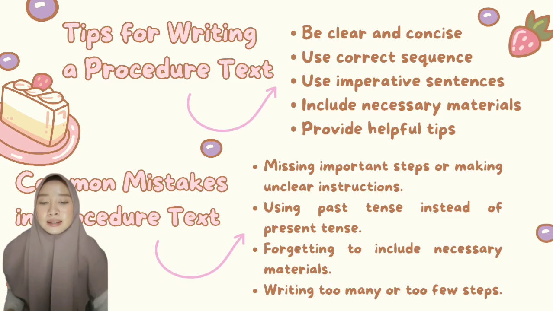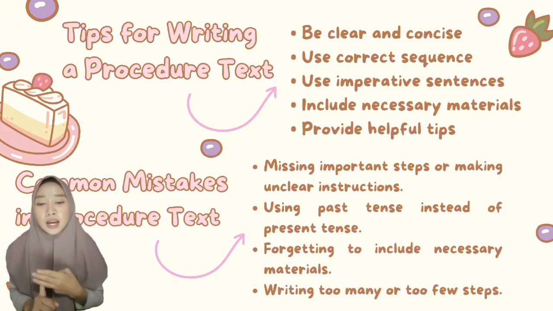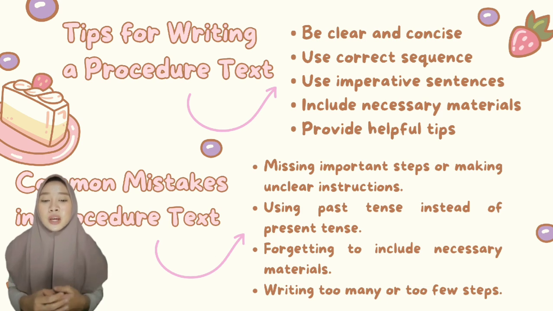The most important thing is to keep it short and simple. If instructions are too complicated, people will get confused, of course. Number 2, make sure the steps are in the correct sequence so the process makes sense. Number 3, use imperative sentences so the instructions are direct and easy to understand. Number 4, always include all necessary materials so the reader is prepared. And lastly, adding helpful tips or warnings can make the process even smoother.